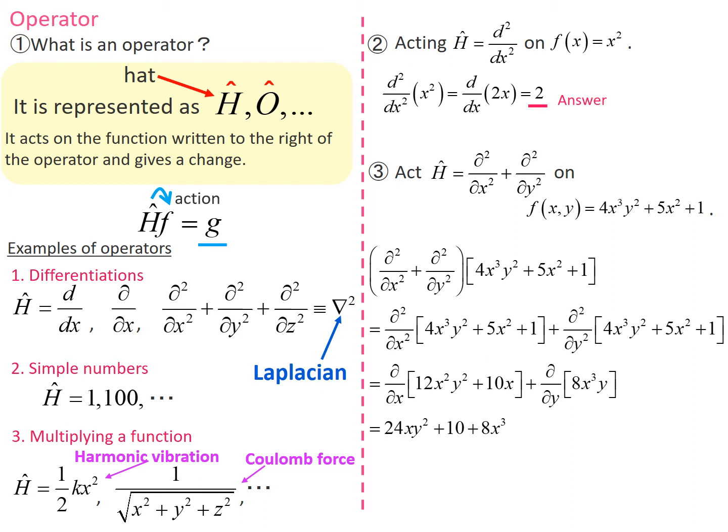Question 3 is: h is the sum of the second derivative of x and y, and what happens after h acts on the function f, which equals 4x cubed y squared plus 5x squared plus 1? Because it is the sum of the two operators, two terms are created for the x derivative and y derivative. The first term is a partial differential of x, so we focus only on x and y is treated as a constant. Similarly, the second term is a derivative of y, so we focus only on y. Finally, adding the two results yields this answer.